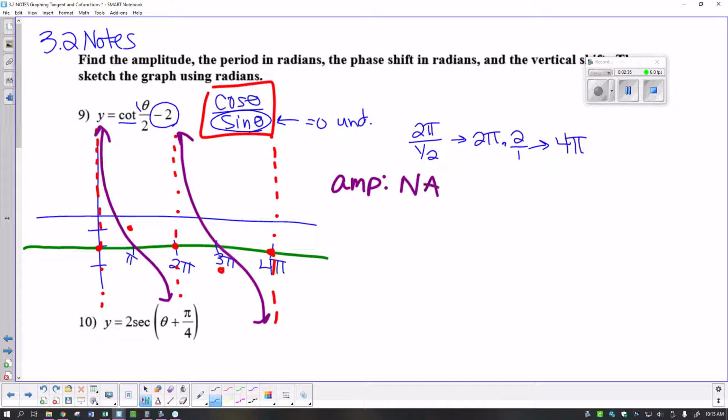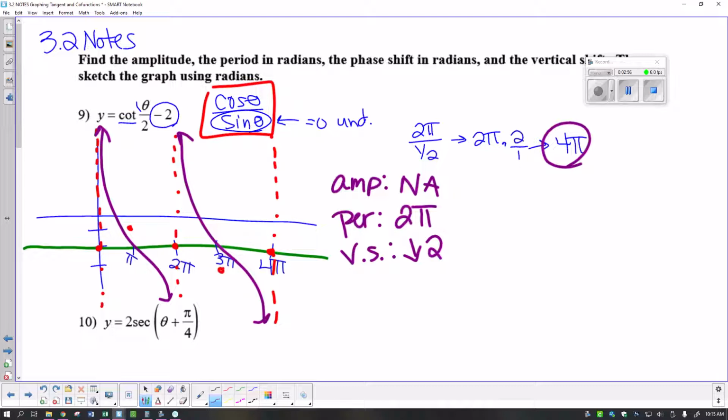It doesn't have one on our cotangent function. Period is going to be half of what the sine or cosine function would be. So if we were at 4 pi, this would be 2 pi. And we said there was a vertical shift, so we're going to write that, and I like to write it as down 2, so I remember to move everything down 2.